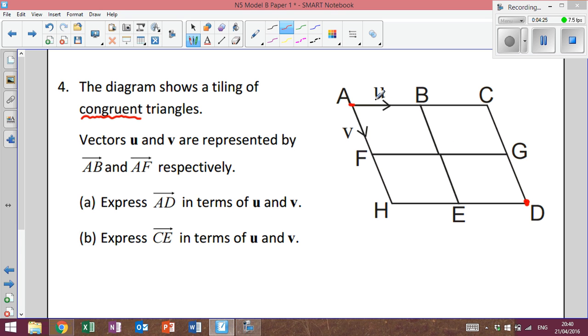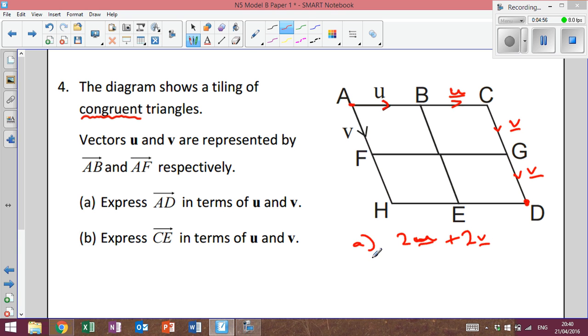So to get from A to D using vectors, I go here, here, then here, and then here. Now that's not the only way you can go, but either way, you're going to get to the same answer. So that is a u, and then that's another u. Then it's v and another v. So for part A, it's two u's and then two v's. Okay, that's your answer there: 2u plus 2v.